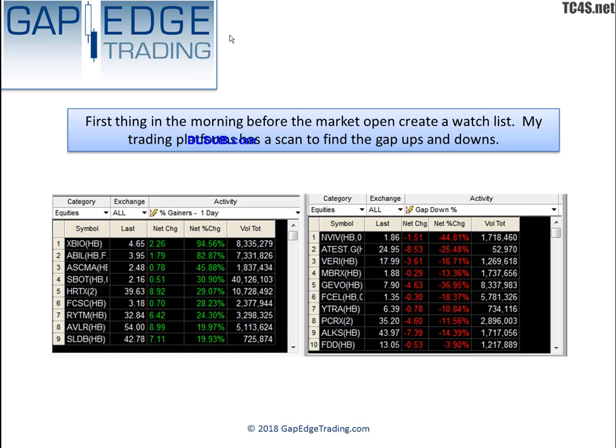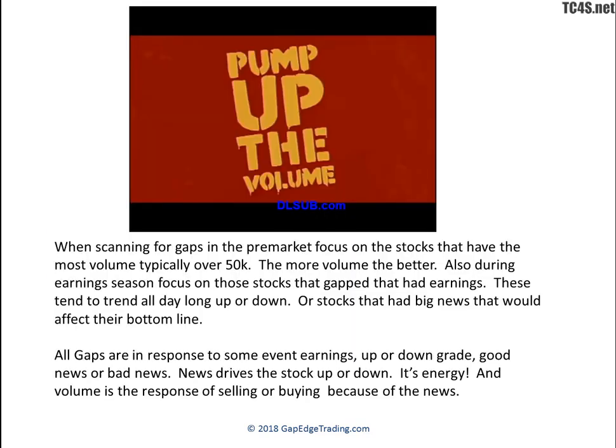Begin to take the symbols from the filters you get through your broker for gainers and loser percentages pre-market. Then you'll find some great gap ups and great gap downs in there, with adding some of these filters. When scanning for gaps in the pre-market, focus on stocks that have the most volume, typically over 50,000, and the more volume the better.